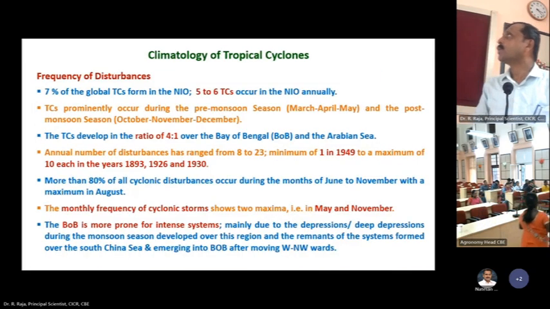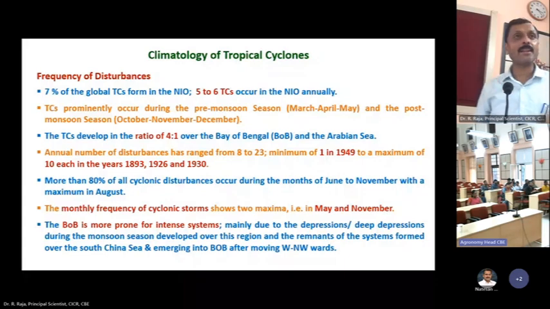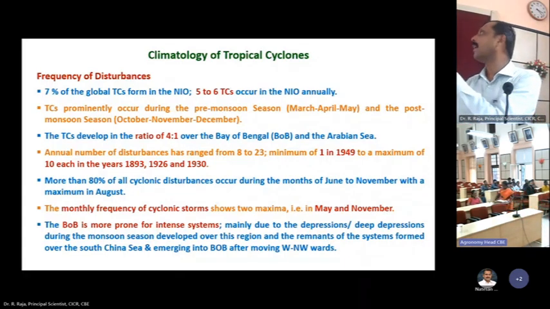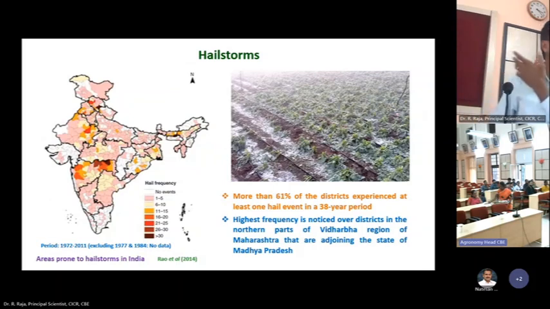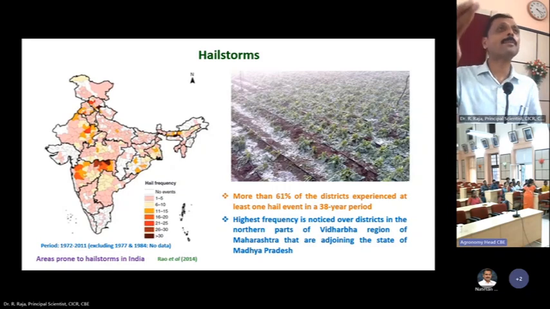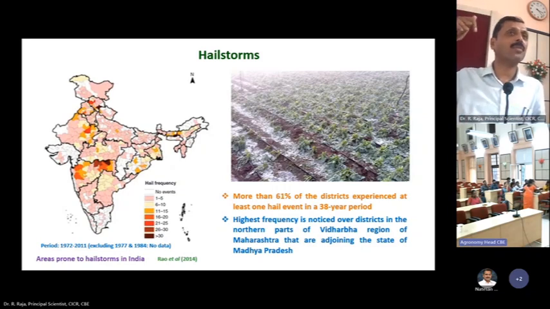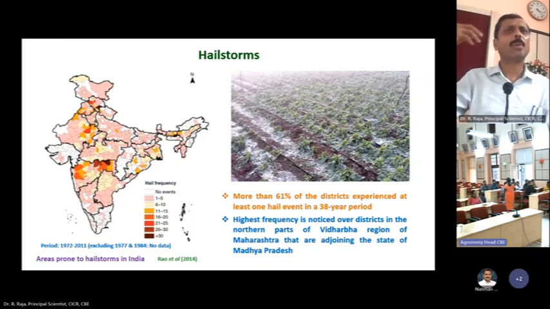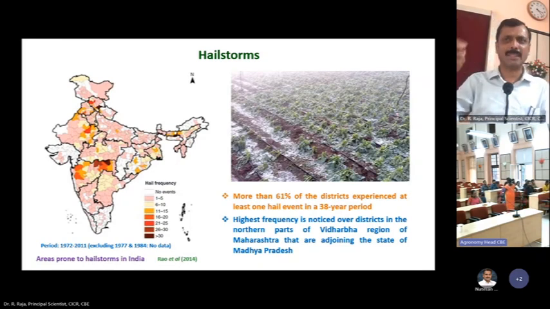Sorry. This I have already explained. Either in May or in November, most of the cyclones happen. Similarly, hailstorms. Hail is a solid form of precipitation, isn't it? These occur for a maximum of 10 to 15 minutes, but the agricultural produce of the entire area will be devastated. Crops like grapes, fruit crops, tomato, all those things. In a matter of 10 minutes, the entire season is gone.